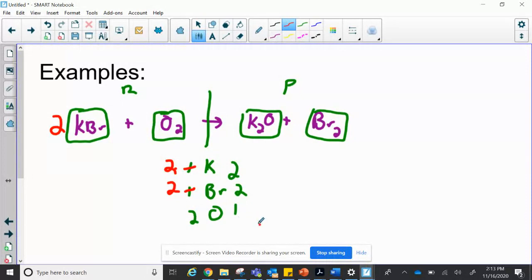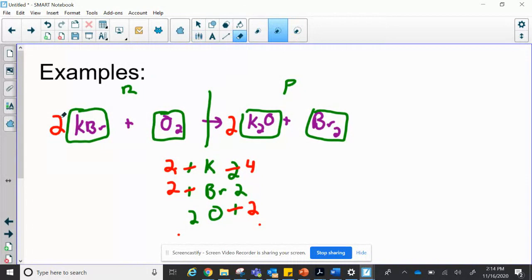I only have 1 O over here on the product side, and I have 2 over here on the reactant side. So I know I'm going to have to put a 2 here to try to even them out. What that does is it changes my K2 to 4 Ks, because I have to multiply this whole thing, I have to distribute. So 2 times 2 changes this to 4 Ks. 2 times 1 oxygen changes this to 2 oxygens. Now my oxygens are great, but now my Ks got messed up. So I have to go back, and this happens sometimes, and it's okay.